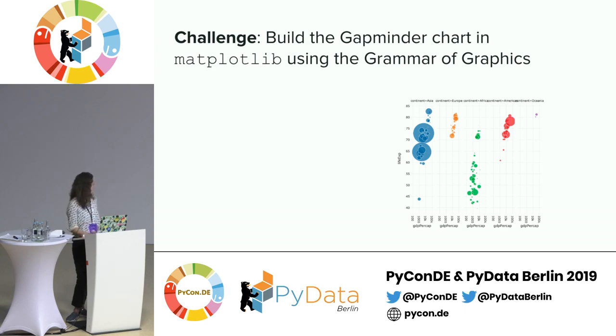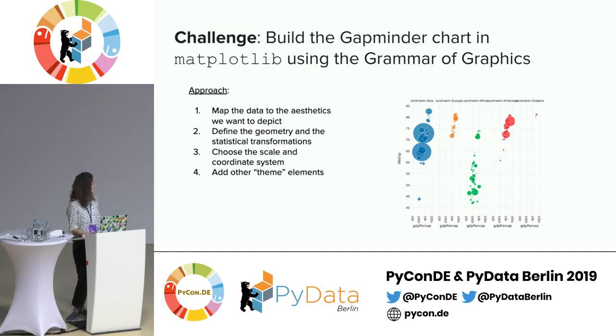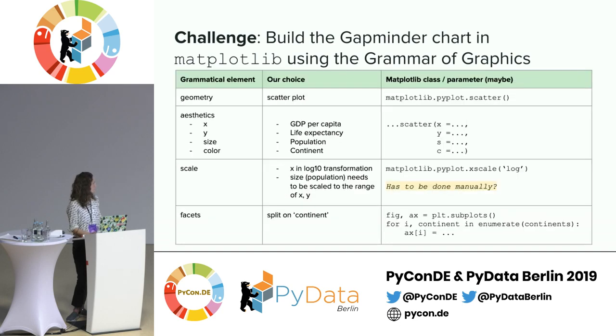So as a challenge, let's try to build this chart in matplotlib. This was done in Plotly Express. I mean, this was originally an interactive chart. You can save it as a static one. Let's try to build this in matplotlib. So what I would do is take the elements of the grammar of graphics and think about each of them. Okay, in this case, what does each element translate to in my use case? And where exactly in matplotlib am I going to find it?